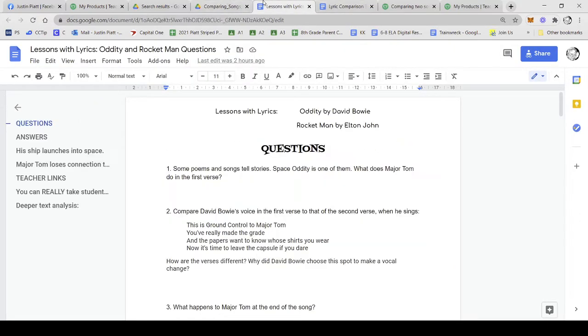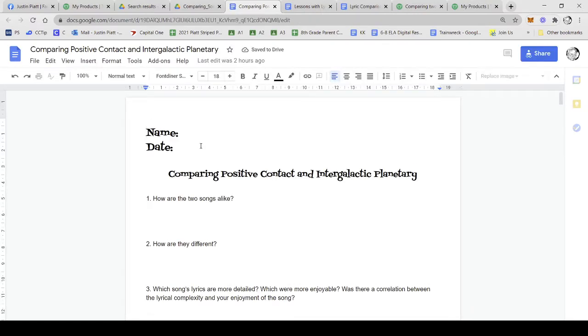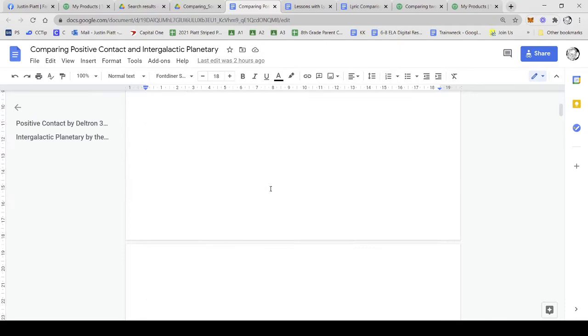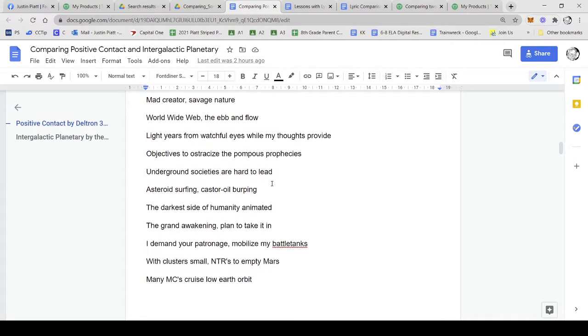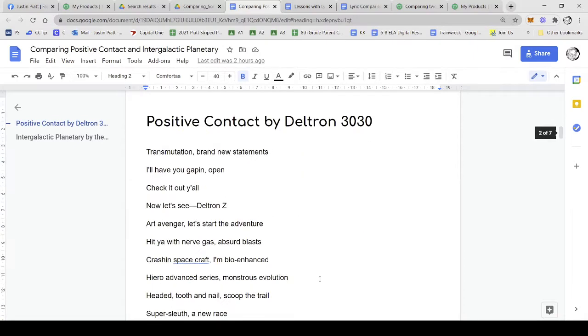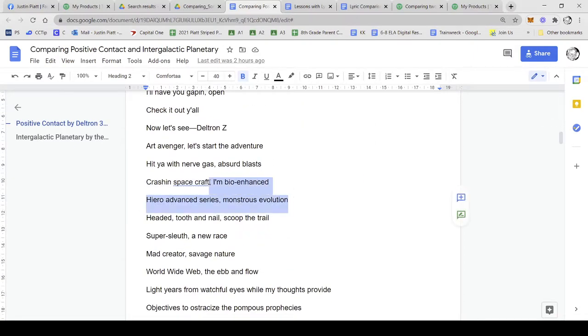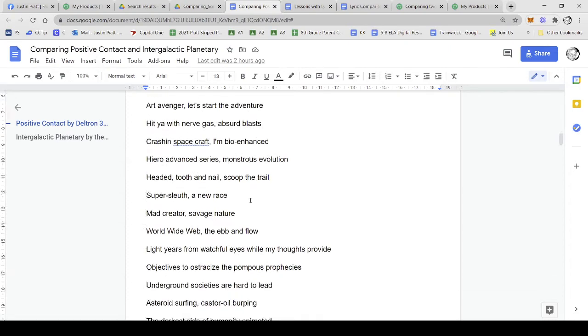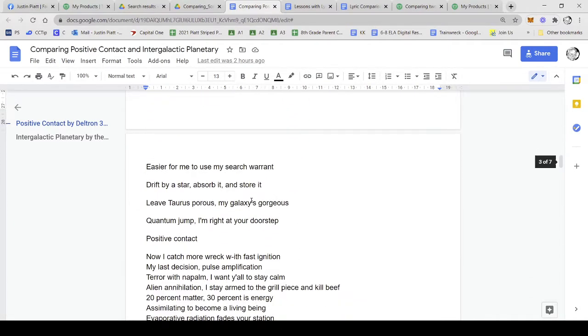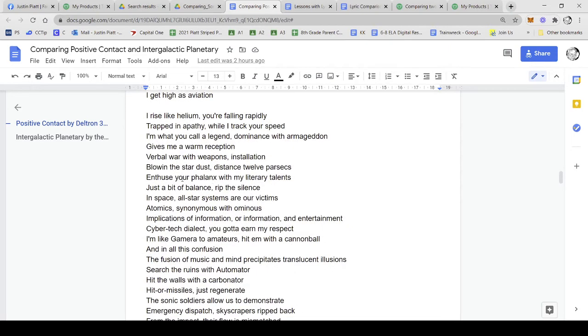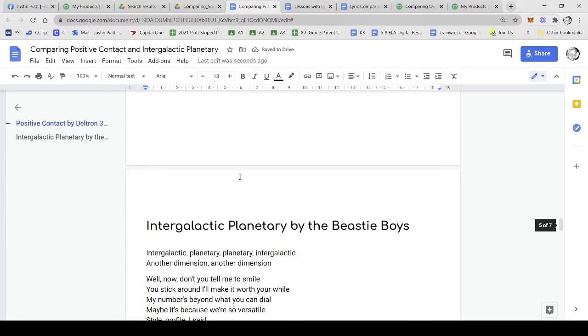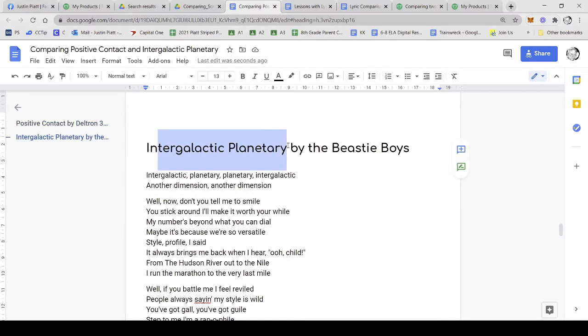Then day 2, we did that with two other science fiction songs, but these were like rap. And here are the lyrics for this one. Positive Contact was really hard to follow a little bit because of the lyrics. Both of these are appropriate for school. All of the songs are appropriate for school, but this is like a science fiction story, right? Enthuse my phalanx with my literary talents. Like he is doing rap battles in space, and this is like a giant metaphor. Galactic Planetary is barely science fiction if you get rid of the chorus.